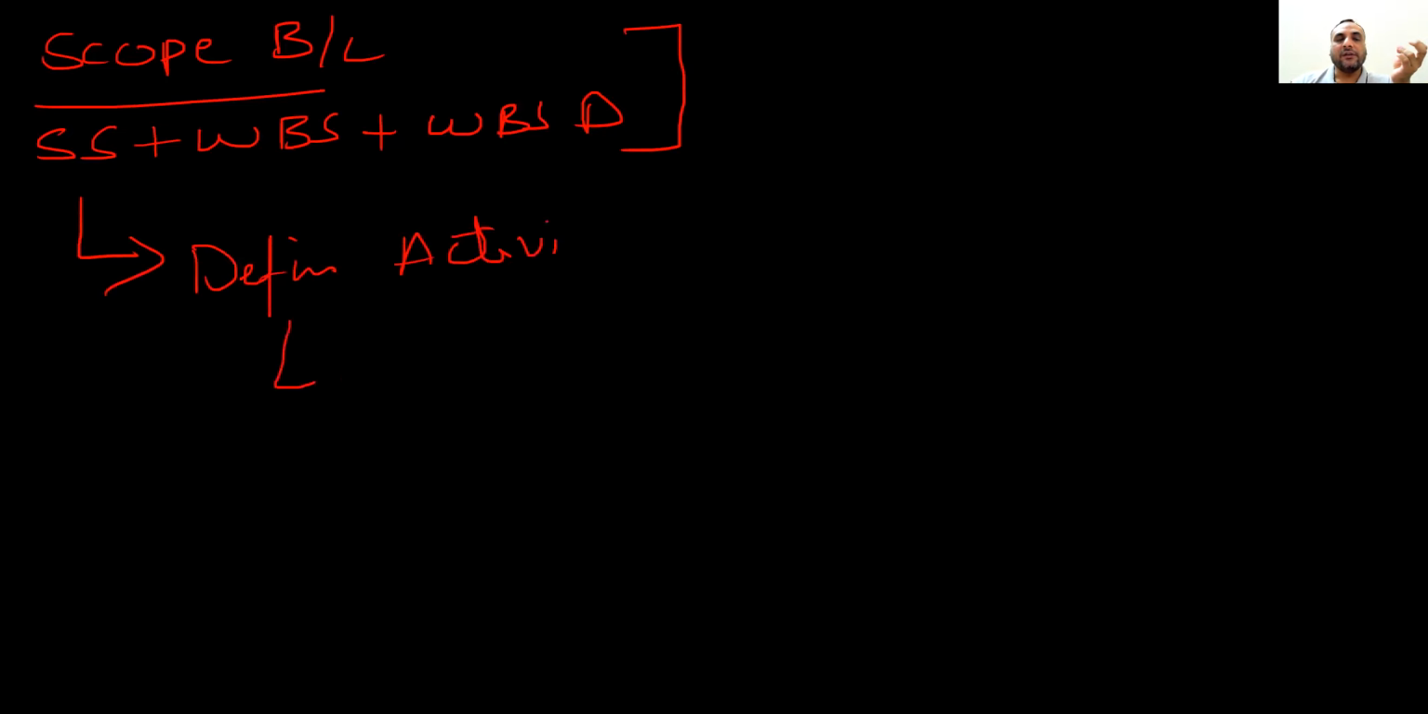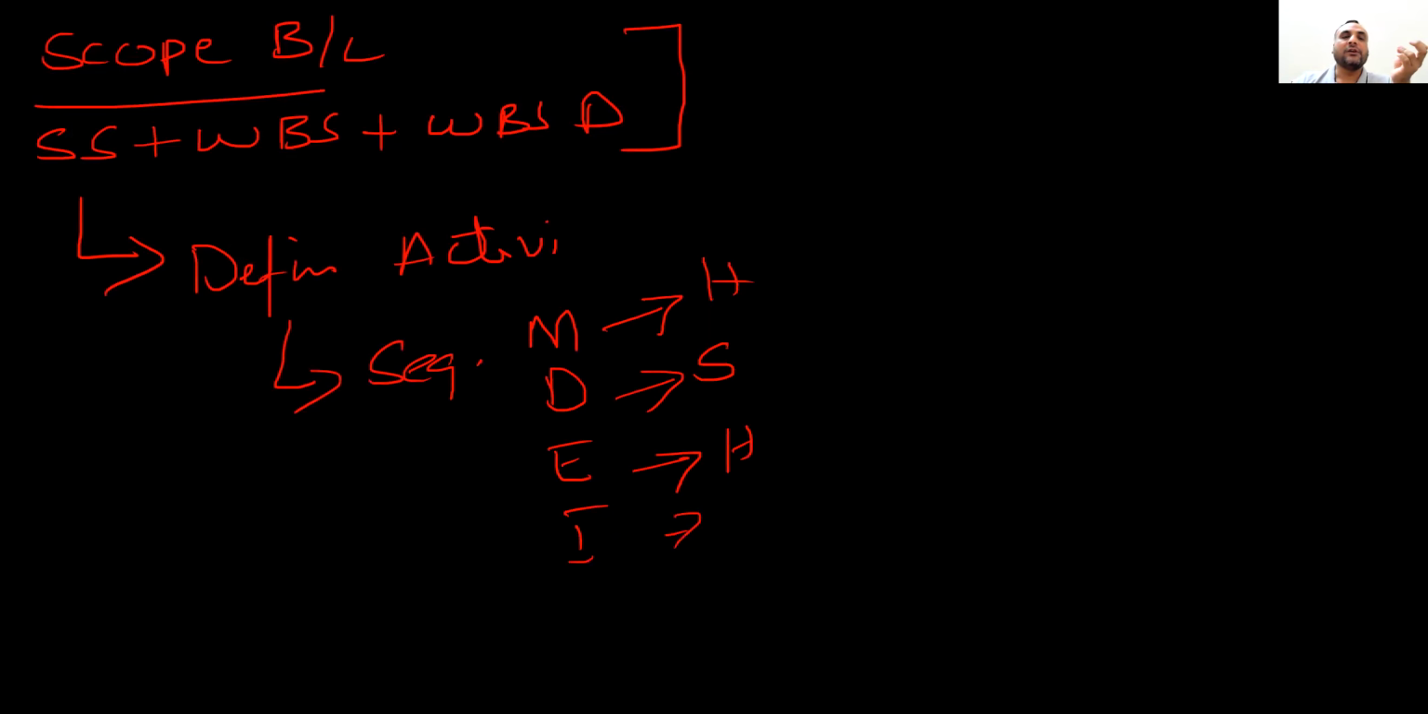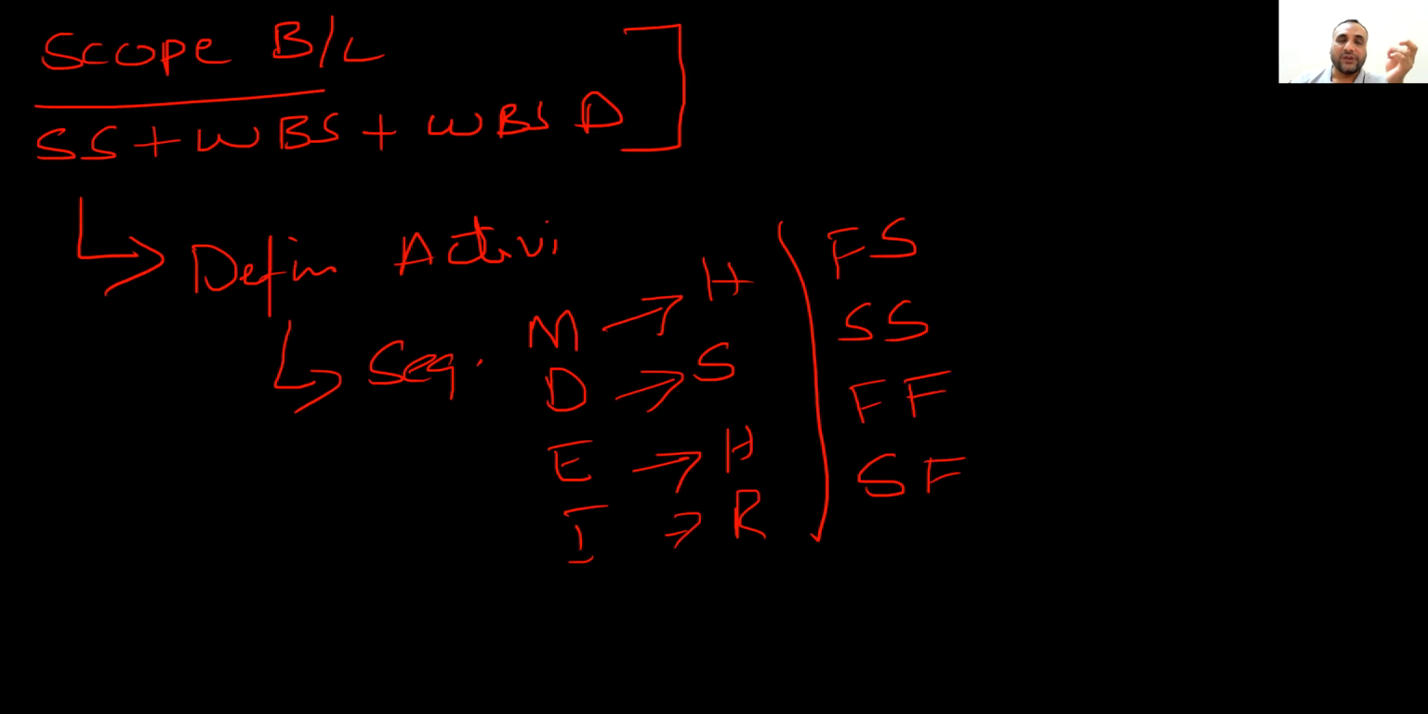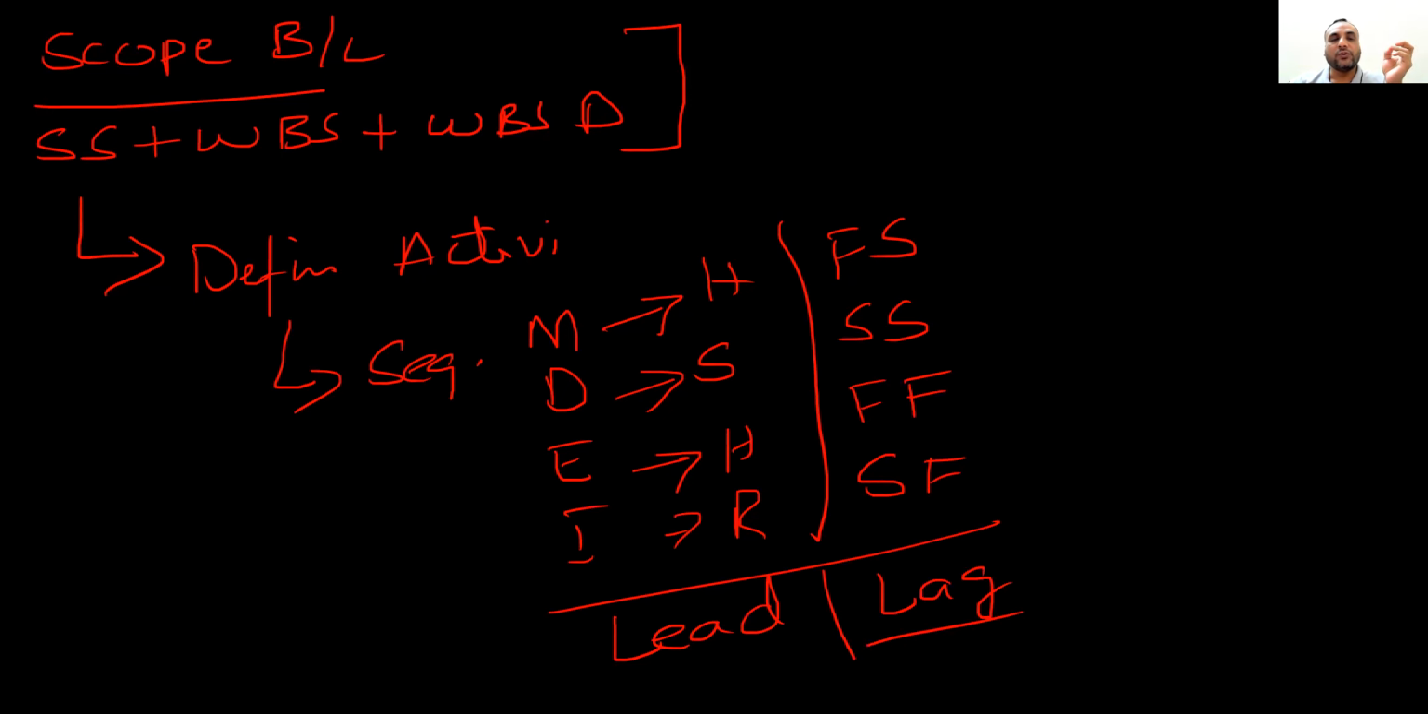And once you define activities, we have to define their sequences. Mandatory dependency, which cannot be changed, is called hard logic. Discretionary dependencies can be changed, called soft logic. External dependency, not in our control, is called hard logic. Internal dependencies, we call resource-based dependencies. It also has relationships: finish to start, most commonly used, start to start, finish to finish, and start to finish, most rarely used. With that, we have two things: lead, where you can start an activity earlier than its planned time, and lag, a mandatory waiting time between two activities.